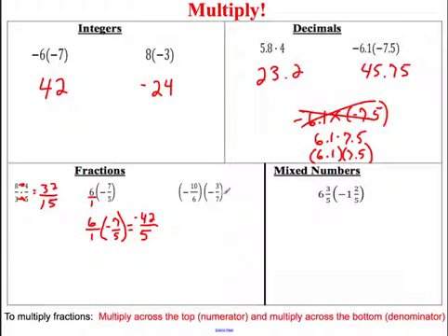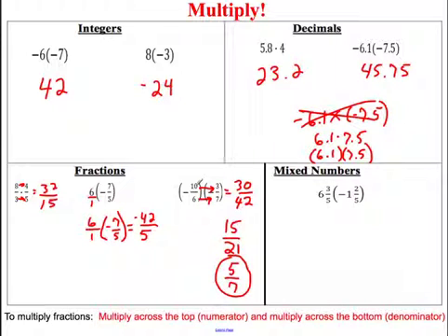And the last one, I know my answer is positive, since a negative times a negative is a positive. I'm going to say 10 times 3 is 30, and then 6 times 7 is 42. Does that reduce? Sure, they're both even, so 2 goes into both. 2 goes into 30 15 times, and into 42 21 times. Does that reduce again? Yes, 3 goes into both of these. 3 goes into 15 5 times, and 3 goes into 21 7 times. So really 5/7 is the best answer.